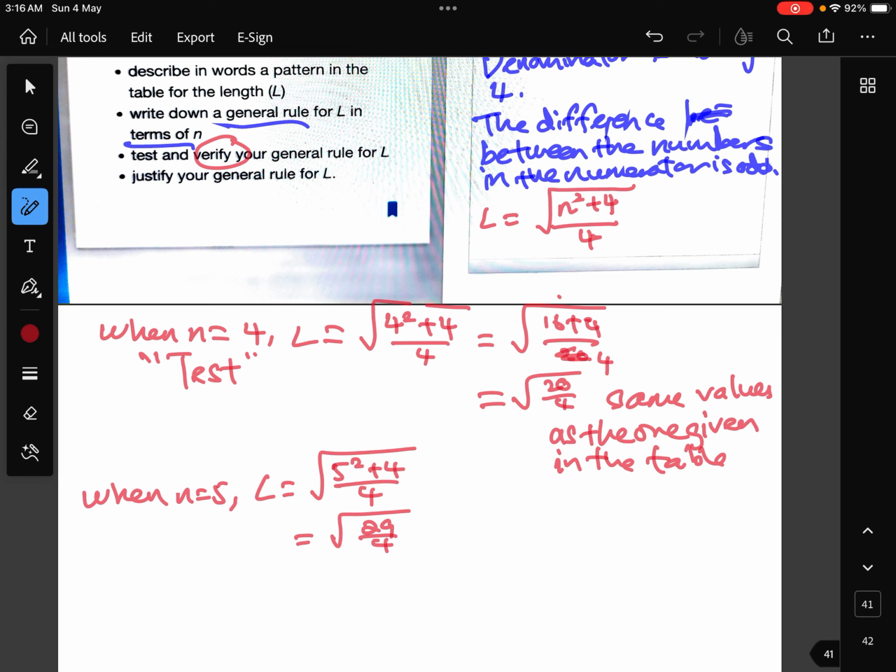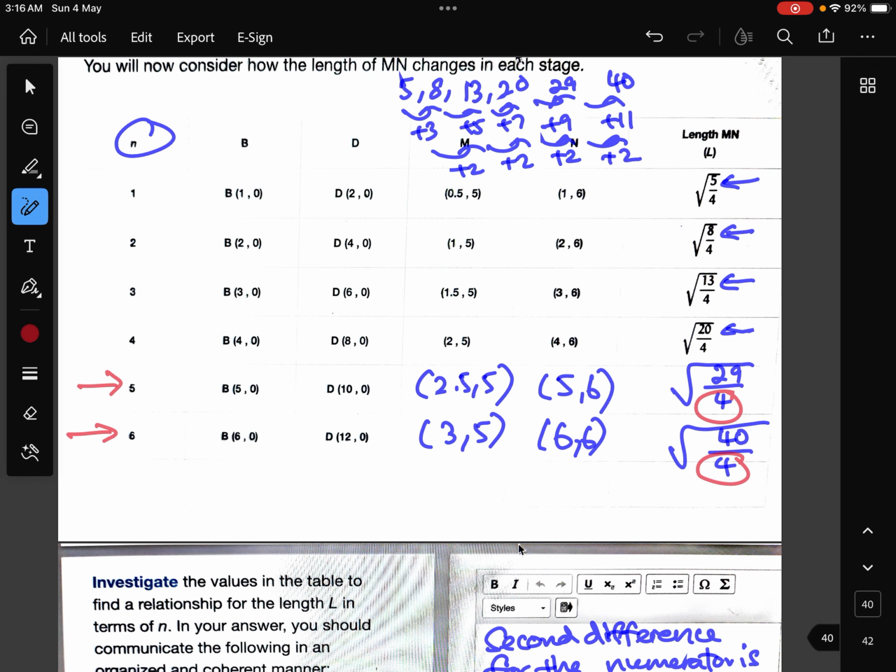But it's also important to look at this, because each time this is adding 3, this is basically adding 5, this is basically adding 7, and this would be just adding 9 to it.